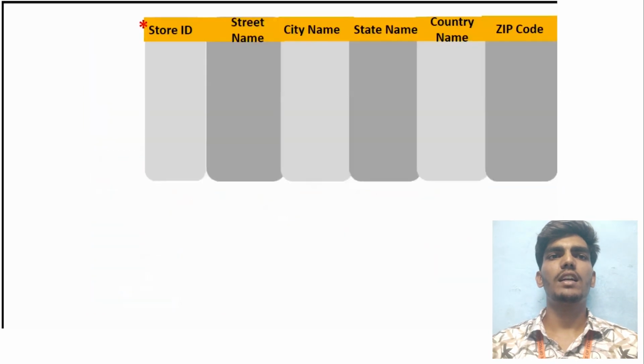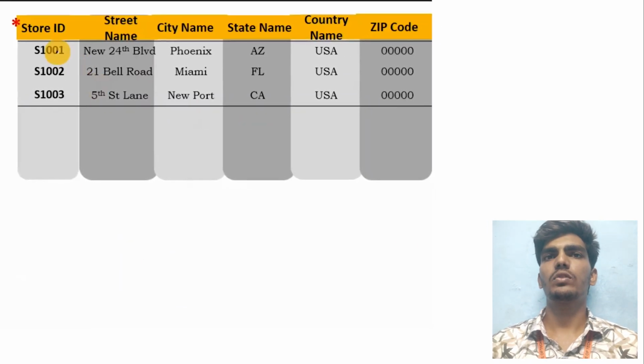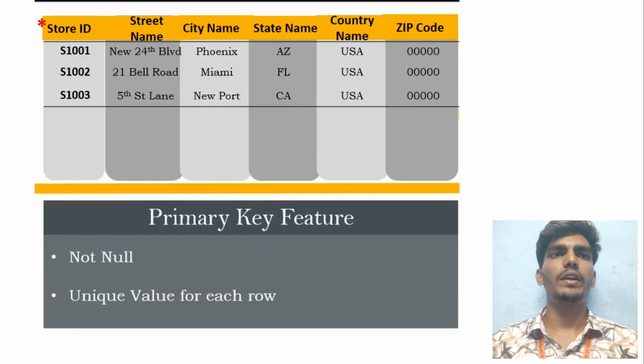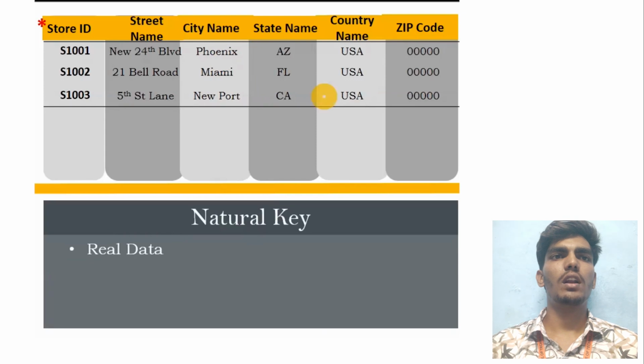For better understanding, let's insert some data into the store dimension table. We can see that store id, an alphanumeric value, is good enough to make each record unique, and it is not null and it is a unique value for each one. Notice store id is the primary key of this table and it has a meaning.